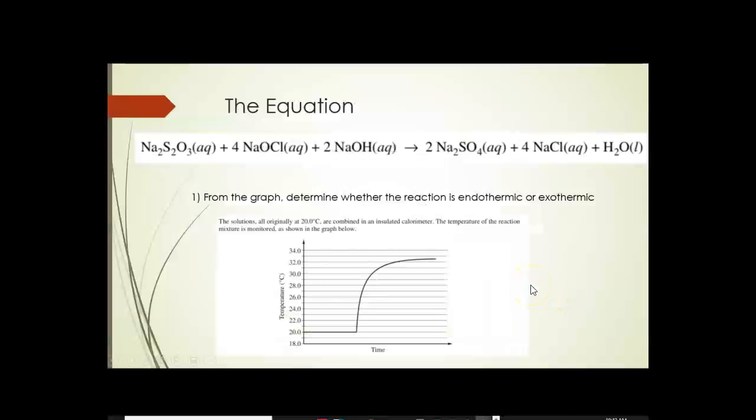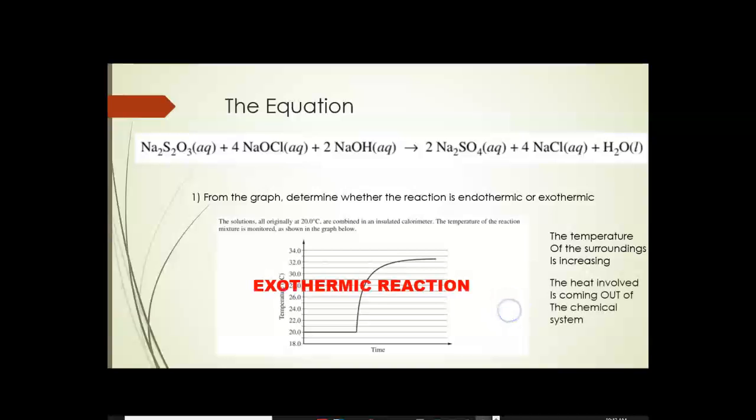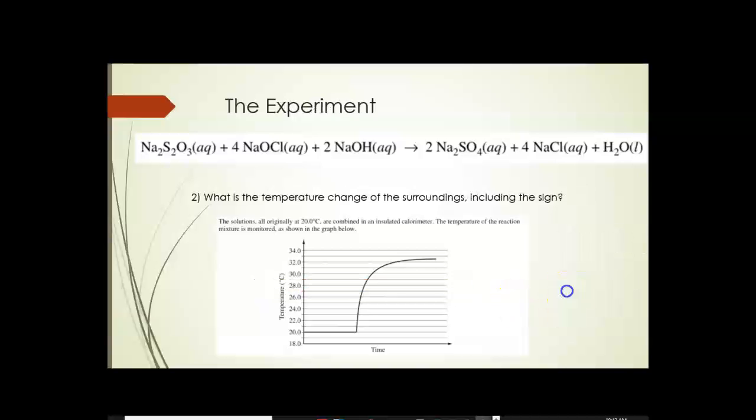From the graph, is this an endothermic or exothermic reaction? So you look at the graph and you see the temperature has gone in what direction? Right, up. Temperature of the surroundings is increasing. Remember, we don't measure directly the system, the chemical reaction, we measure the surroundings. The heat is coming out of the chemical system into the surroundings. That's what's making the temperature increase. So this is an exothermic reaction since heat is coming out of the system.